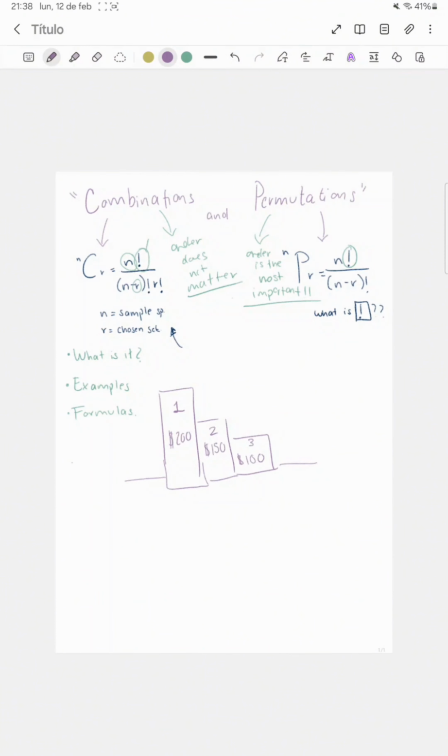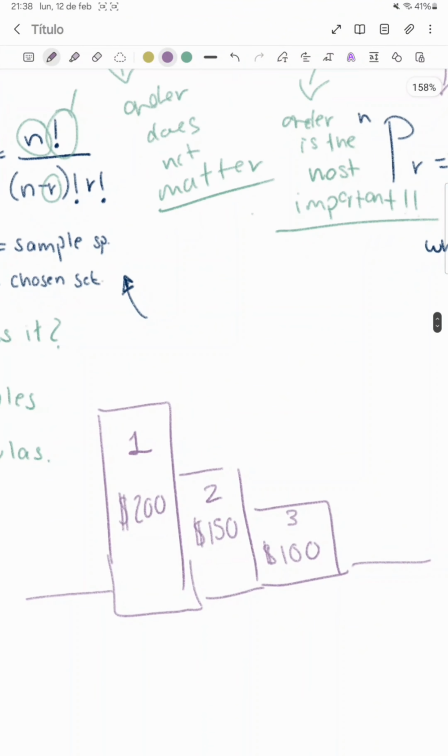Now let's see an example for permutation. In this scenario, the first place that wins the lottery gets $200. The second place gets $150, and the third place gets only $100. In this scenario, the order in which the people get these places in the lottery really matters. So we call it a permutation.